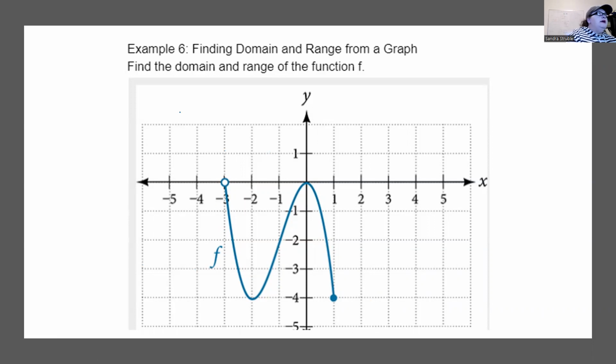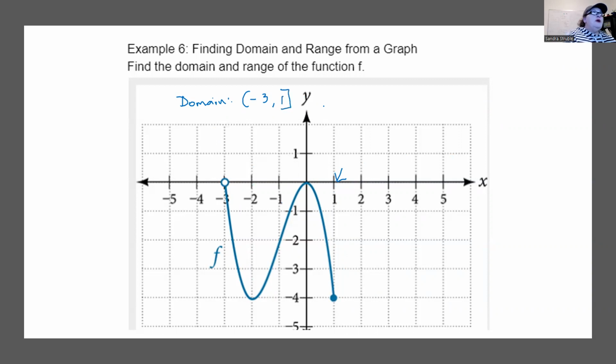So my domain is going to be parenthesis because -3 is not included. And how far over to the right does this graph go? It goes all the way over to the 1 right here. Notice the 1 is included. So -3 is not included, and it goes over to 1 that is. So 1 gets a bracket.